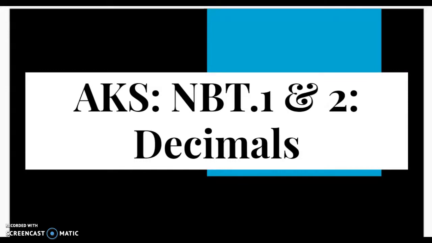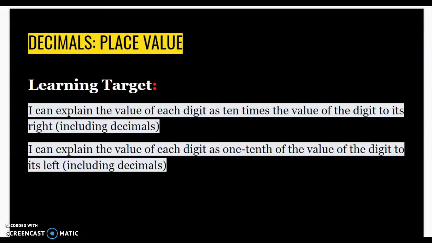Again, our AKS is NBT.1 and NBT.2 over decimals. Your learning target is I can explain the value of each digit as 10 times the value of the digit to its right. Again, we're focusing on whole numbers and decimals. I can explain the value of each digit as 1/10 of the value of the digit to its left, focusing on decimals and whole numbers.